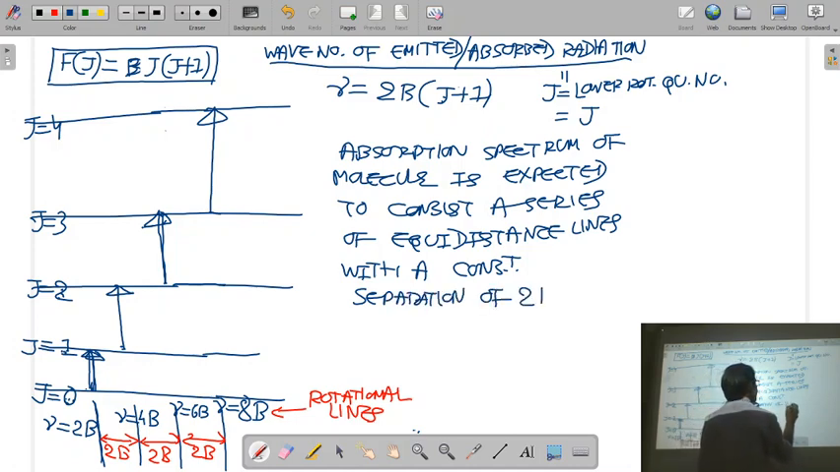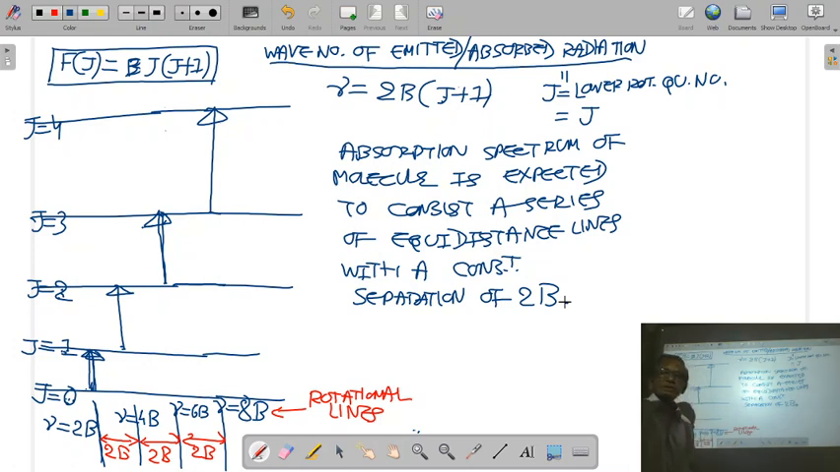of 2b. So this is the conclusion of this discussion, that the absorption spectrum of a molecule consists of a series of equidistant lines, rotational lines, and the separation between two consecutive rotational lines is constant, that is 2b. And I give you one example. What is the importance of this rotational spectra?